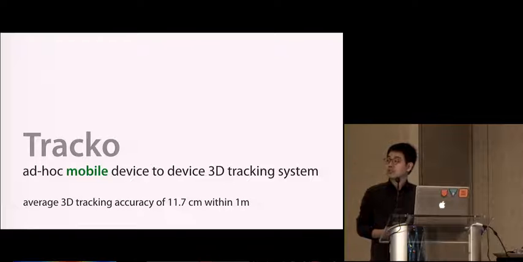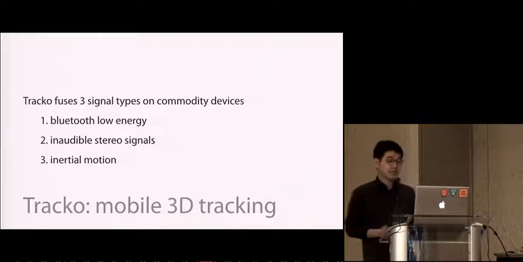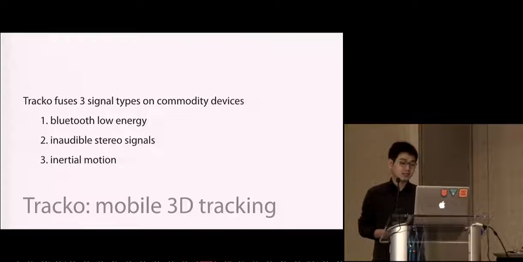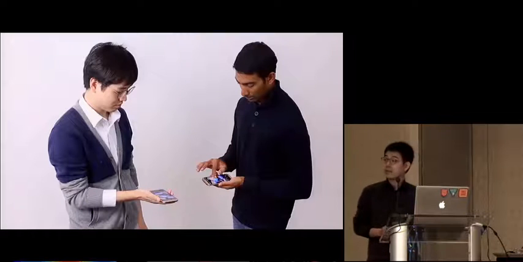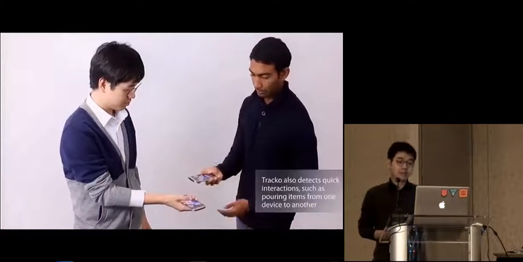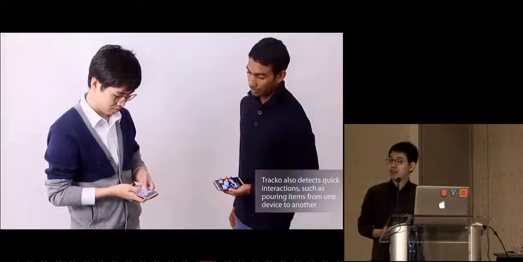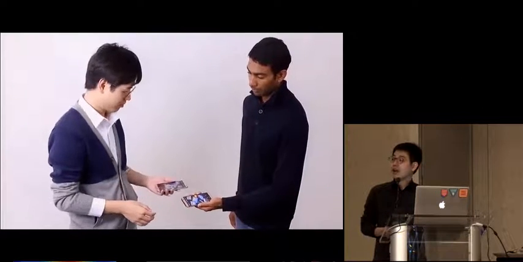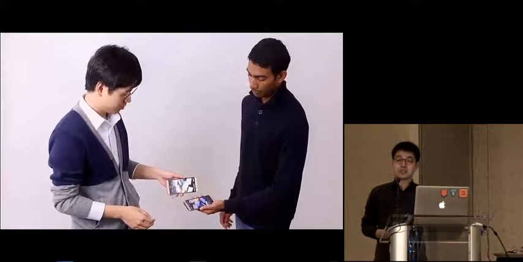We achieve a 3D tracking accuracy of 11 centimeters within 1 meter. To achieve this, we fuse 3 types of signal on commodity devices. The first is Bluetooth low energy, the second is inaudible stereo sound, and the third is inertial motion sensor. Here is a quick demo of how we can use this for interaction. Tracko informs the device where the remote device is, and when it detects the pulling motion, I can transfer the image between the devices.